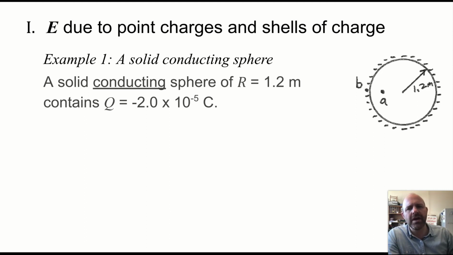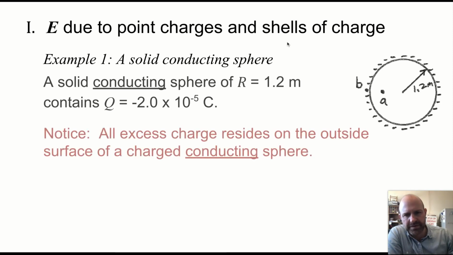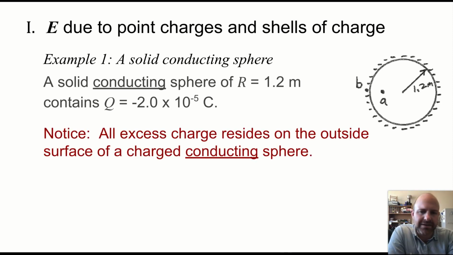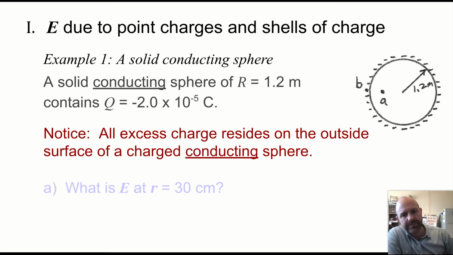So if you think of a solid conducting sphere, as I said, if it's a conductor and you put some negative charge on it, in this case, -2 times 10 to the -5th coulombs, then it will spread out evenly on the outer surface. There will be no charge distributed through the middle. It'll just be on the surface. So inside of this shell, even though it's a solid sphere, we could think of it as a shell of charge.